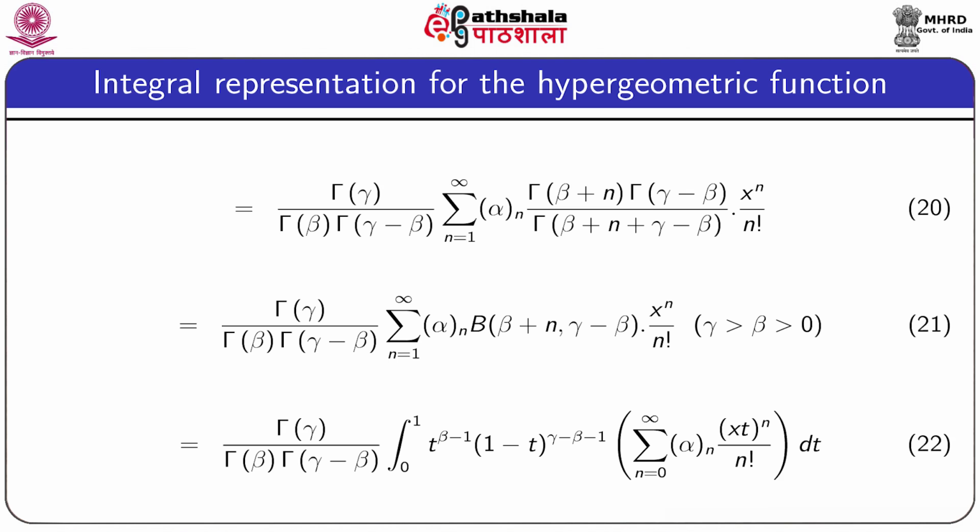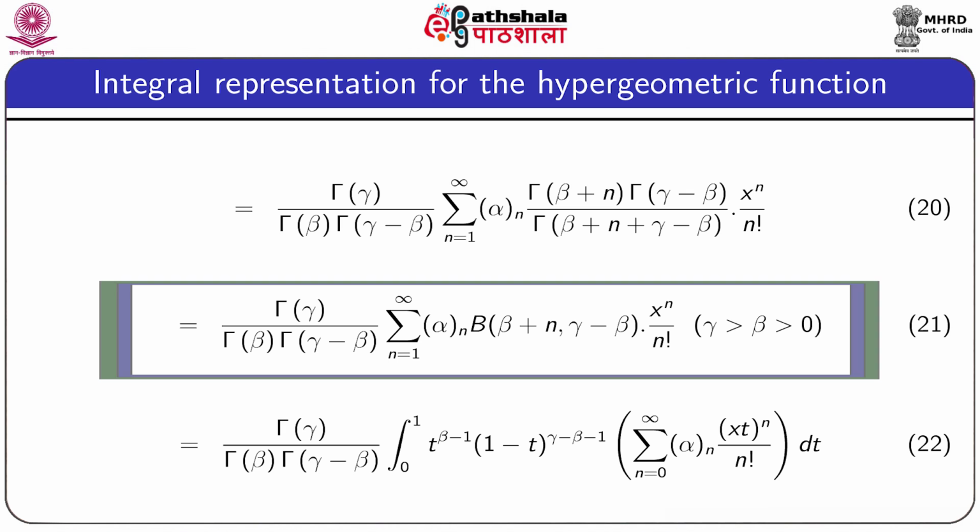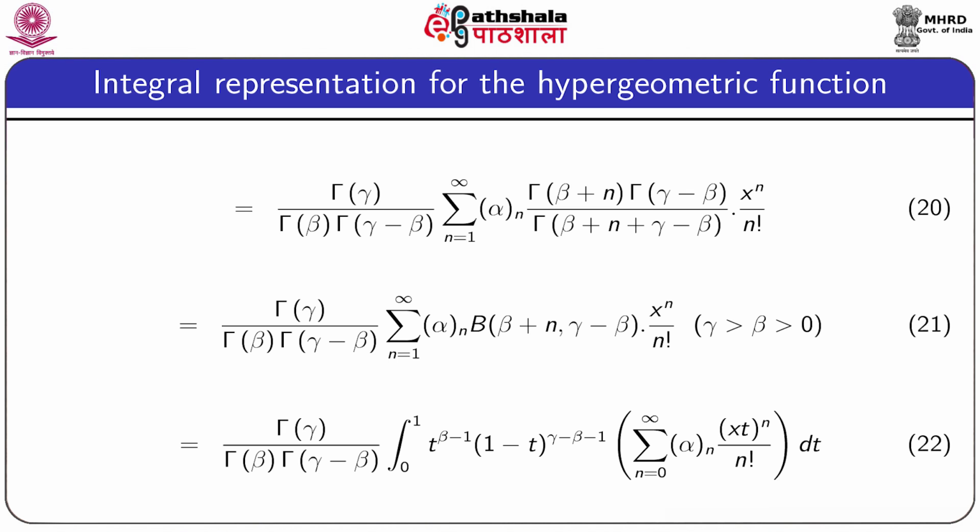This can be simplified as gamma function gamma divided by gamma function beta, gamma function gamma minus beta, summation n equal to 1 to infinity gamma function n, beta function beta plus n, gamma minus beta, x to the power n by n factorial, where gamma is greater than beta and positive, given by equation 21.